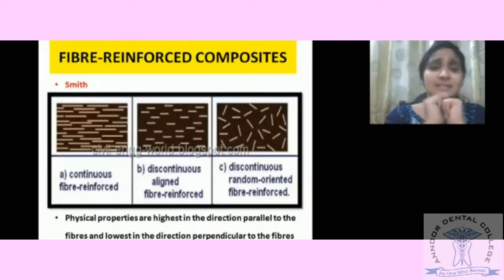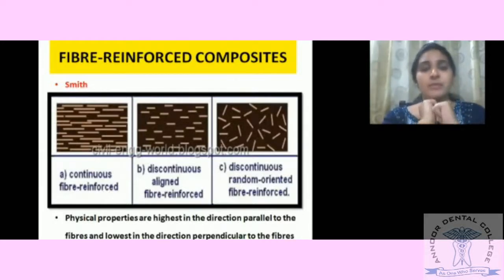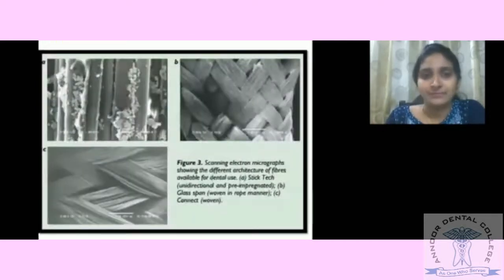So these are the different alignments of the fibers in fiber reinforced composites. A, continuously arranged fiber reinforced composite. In B, the diagram shows discontinuously aligned fibers, and C, randomly arranged discontinuous fibers. This is the scanning electron micrograph showing different architectures of fibers available for dental use.